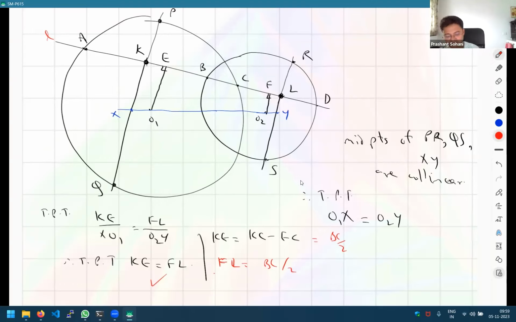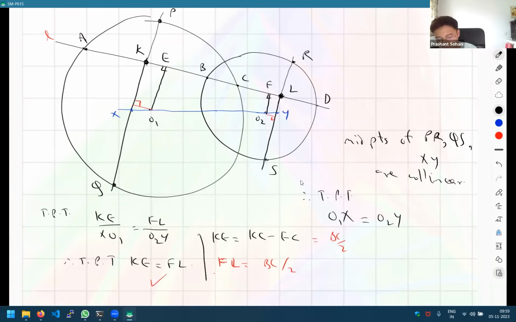Anybody else? Swami? Same method. Om? So same, but we prove that KE is equal to FL. Then I draw perpendiculars from O1, O2 to PQ and RS. Then they will be equal because it's a rectangle. Then we extend them and prove that the midpoint of O1O2 lies on the midline of that trapezoid.